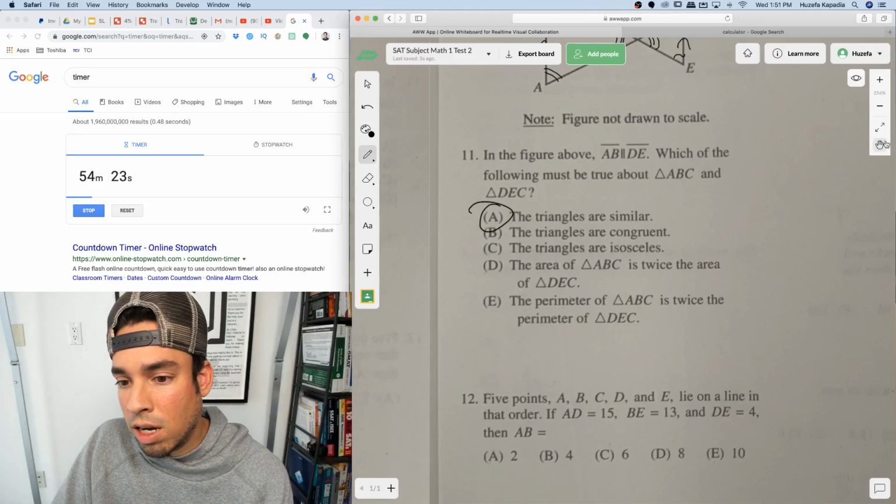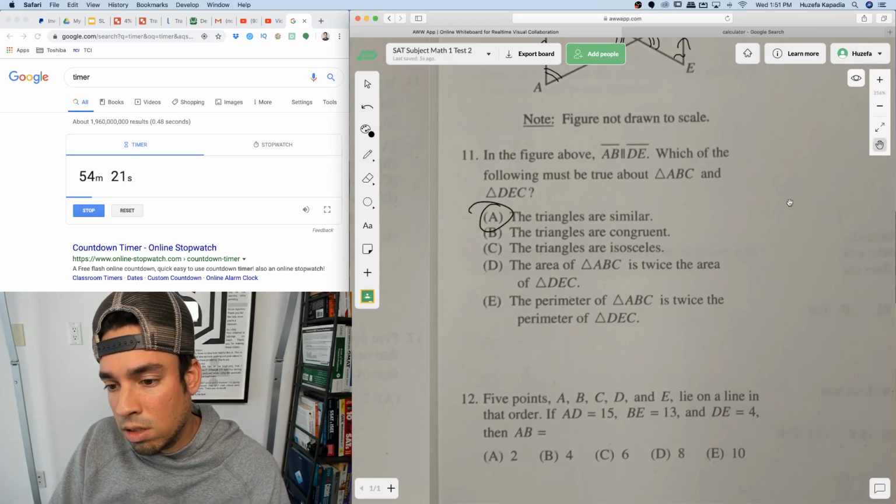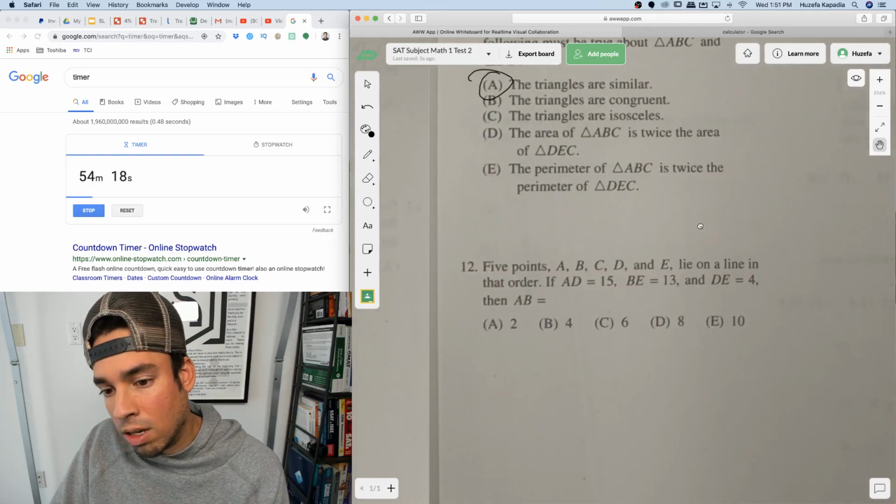Oh no, what else? They're not congruent. I don't know if they're isosceles. We don't know about the measures of the area, so yeah.